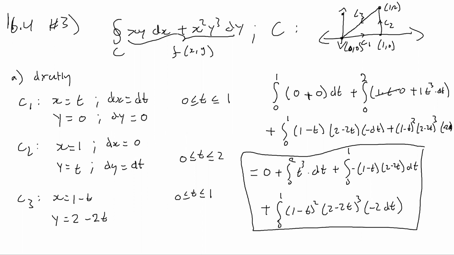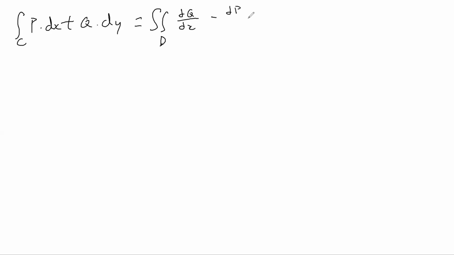All right, now let's look at solving the same question but using Green's theorem. So with Green's theorem, I'm just gonna write this down again. We have that when we have a function bounded by C of P dx plus Q dy, that's going to be equal to the double integral bounded by D of the partial derivative of Q with respect to x minus the partial derivative of P with respect to y dA.